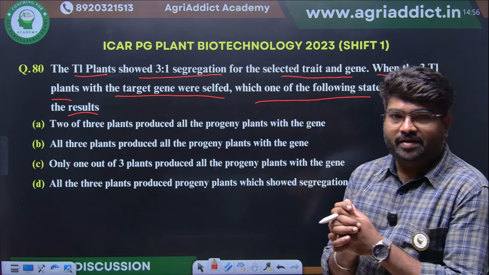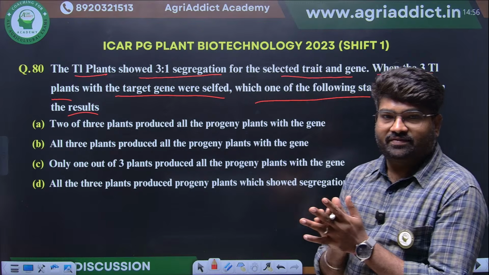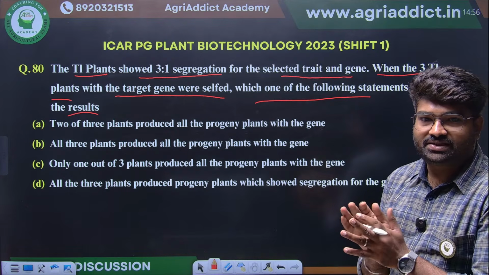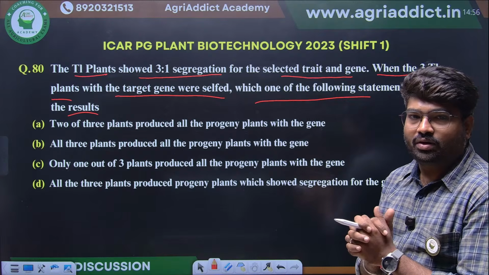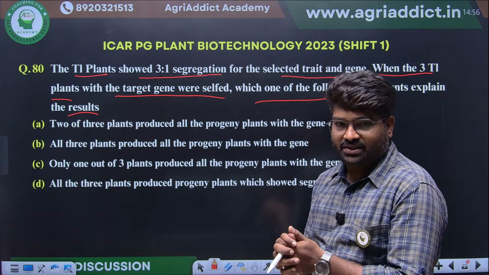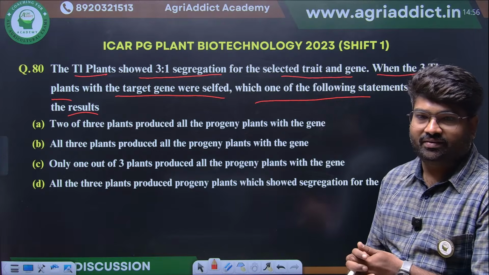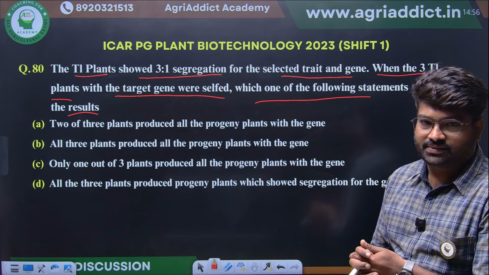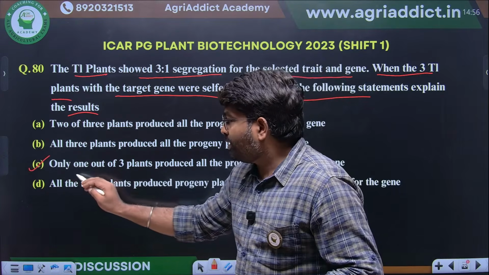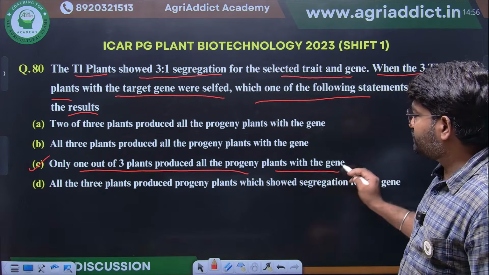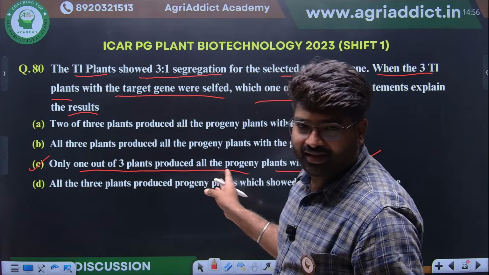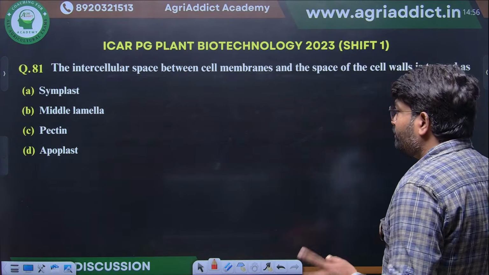Whether all the 3 plants will show the same progeny with the gene, or 2 of the 3 plants produce progeny plants with the gene, or only 1 plant out of the 3 produces all the plants with the gene, or all the 3 plants will have the gene. Yes, excellent, Tejaswini. Only 1 out of the 3 plants will have the progeny with that particular gene. This is a simple crossing, simple mathematics only. You will work it out.